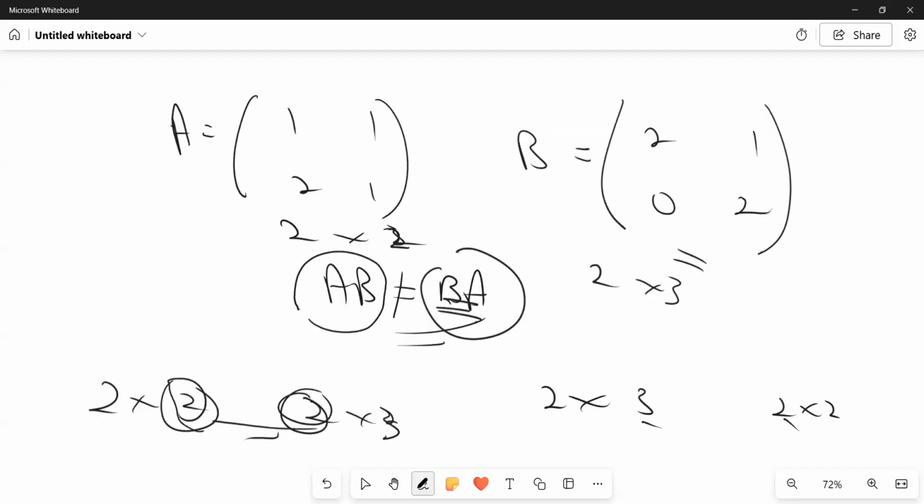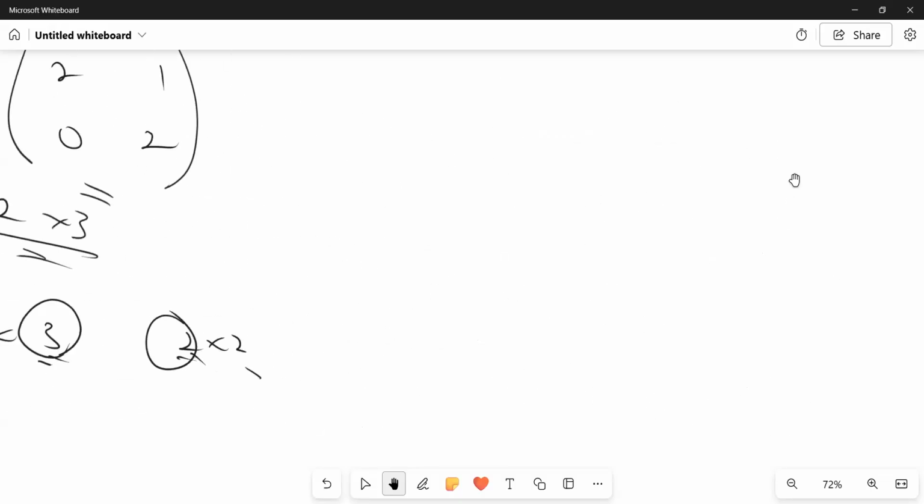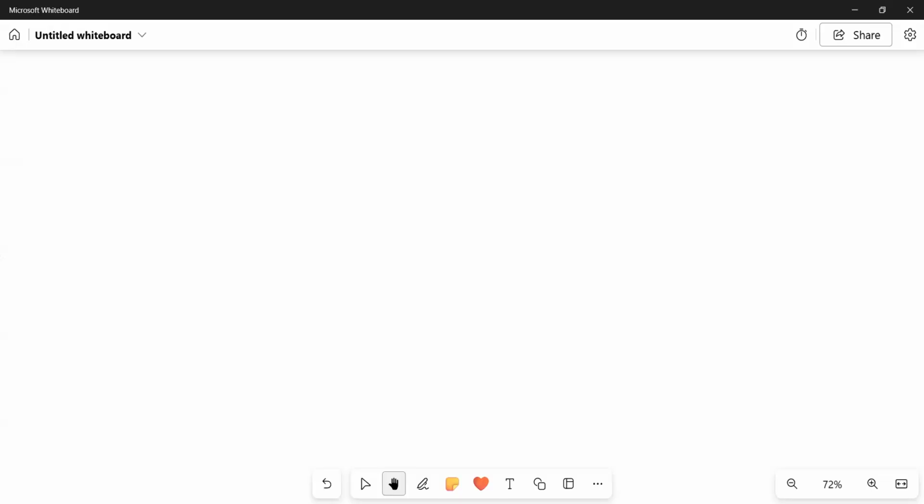But BA, you have a 2 by 3 by a 2 by 2. This number and this number are not the same, and therefore you can't multiply it. See? I don't mean this is not a 2 by 3, right? I'm just saying that if B turns out to be a 2 by 3, right? But generally in matrix multiplication, AB is not equal to BA. You're going to learn a whole lot more about matrix multiplication, right?